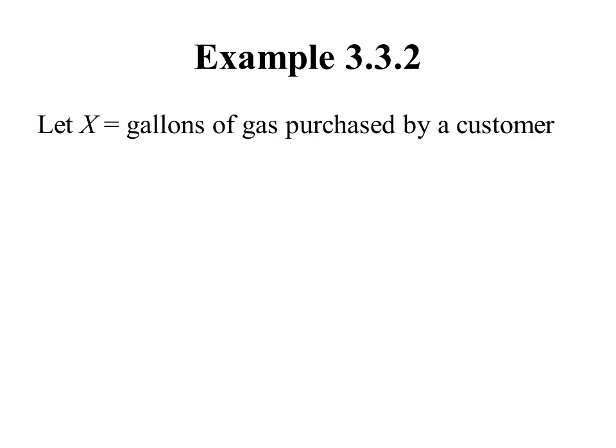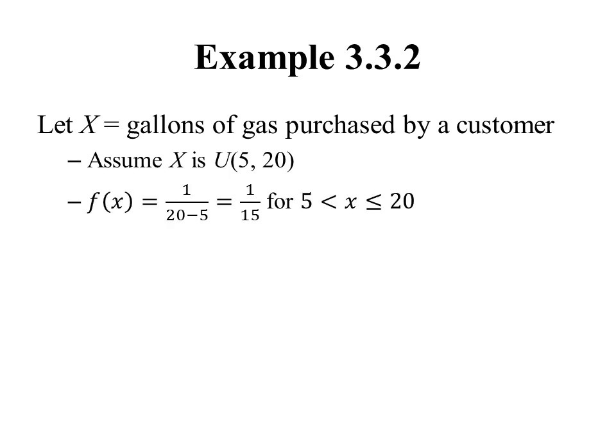Okay. So let's define the random variable x to be the number of gallons purchased by a customer. And we're going to assume that x is uniformly distributed with parameters 5 and 20. So in other words, x takes on any value between 5 and 20, and no value is any more or less likely than any others. That's a reasonable assumption based on the description of the scenario. Okay. So that means that the PDF of x is 1 over 20 minus 5, which is 1 over 15 for x between 5 and 20, and it's equal to 0 outside of that interval.